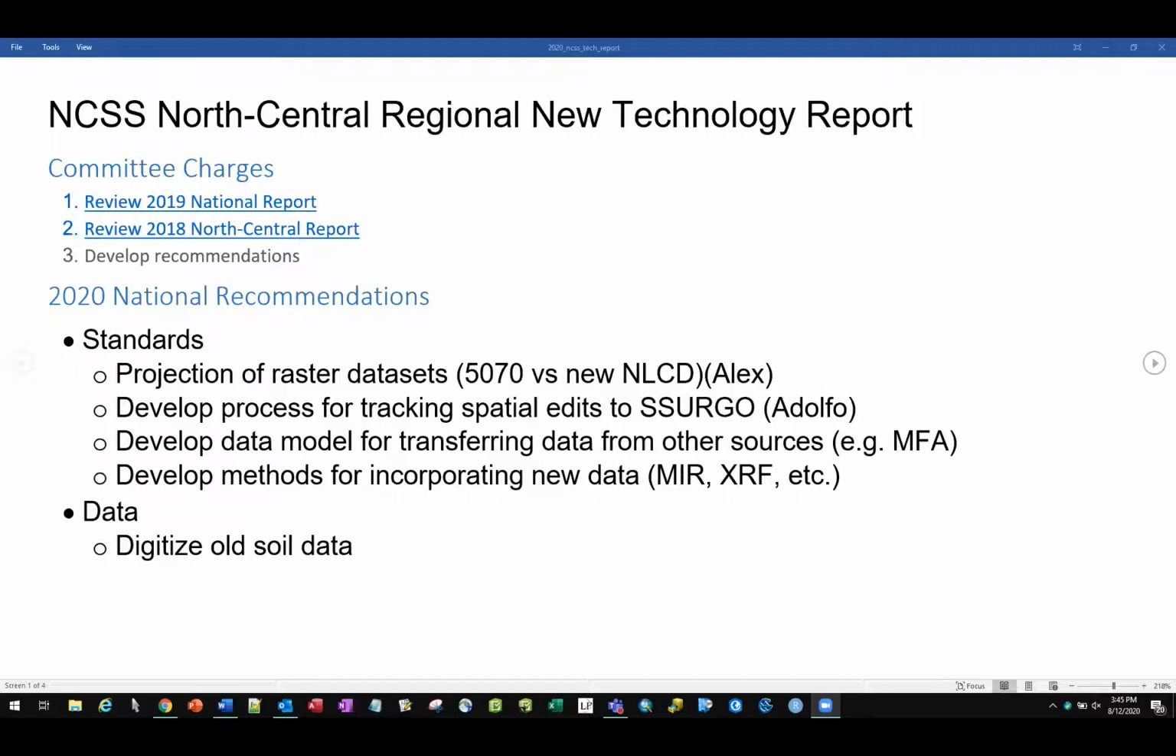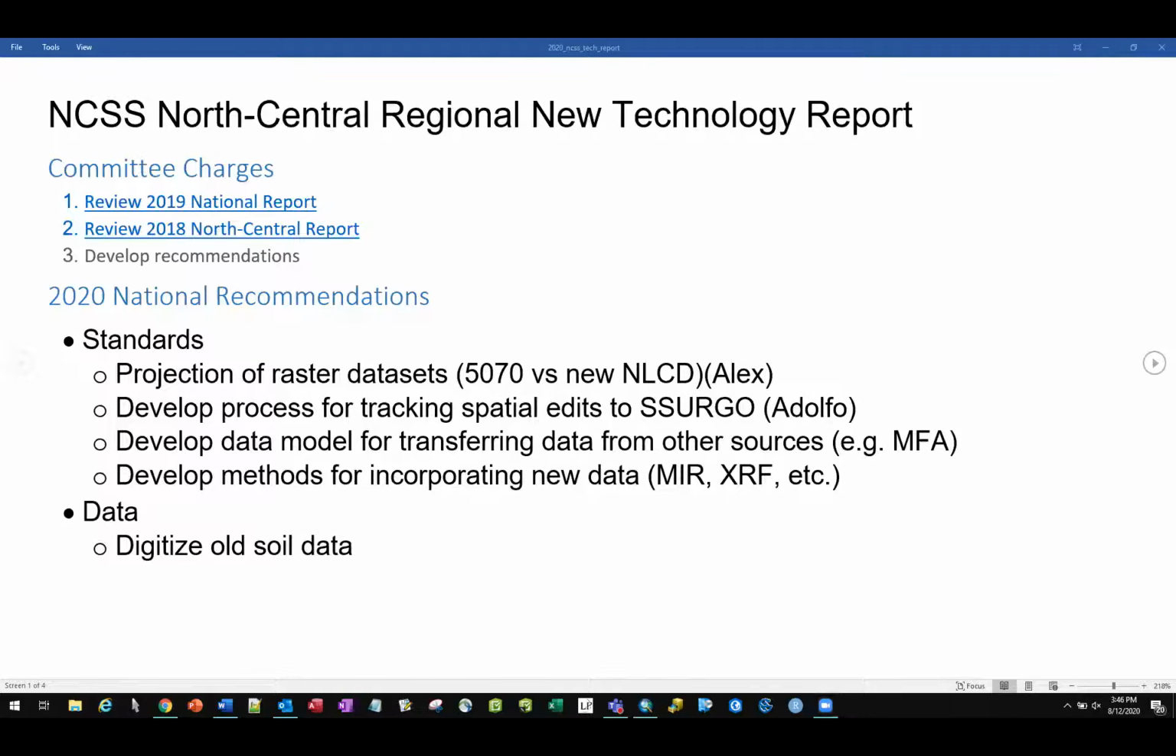Yesterday, the technology committee had technology problems and an emergency. Steve Roker stepped in and saved the day and took a lot of notes, and we finally got something put together. What we did was review the national report from last year and the North Central report from 2 years ago, moved some of those forward, and then came up with some new ideas and some of the things that I'll be going over.